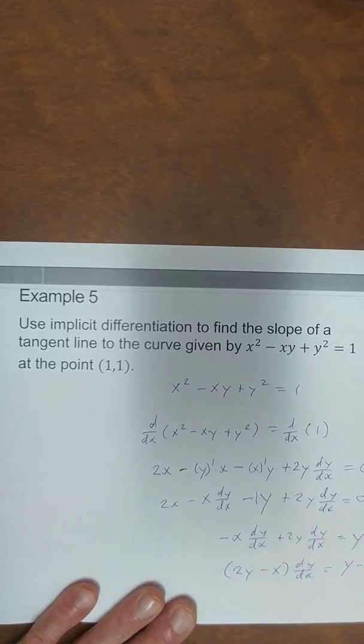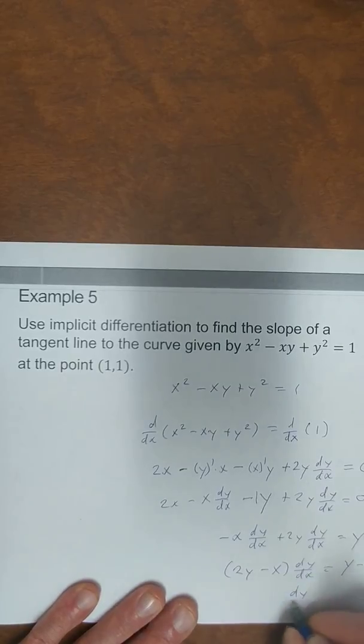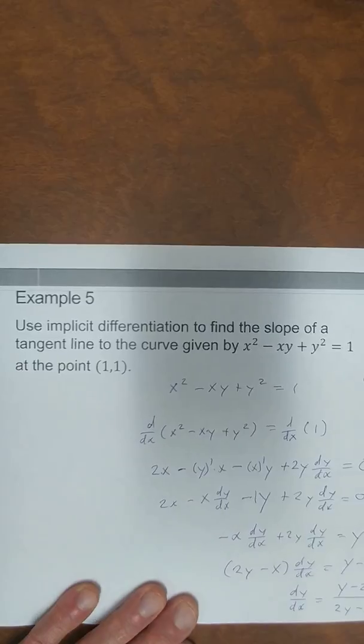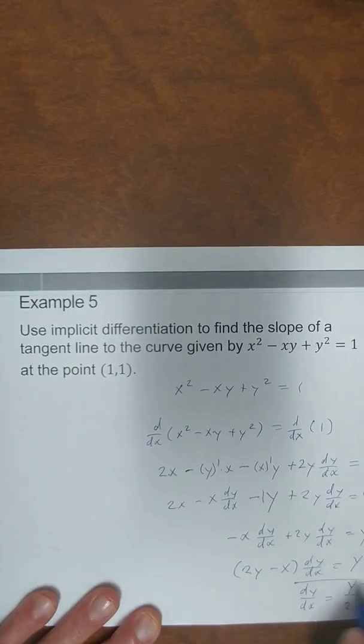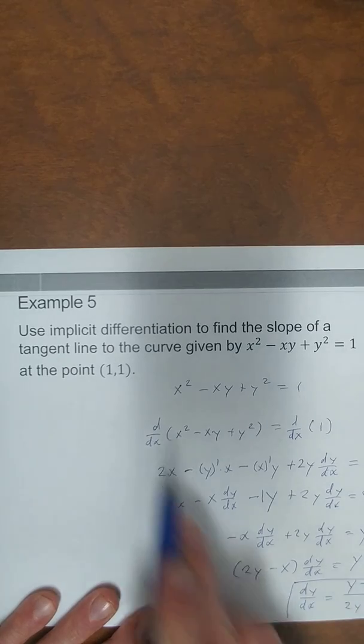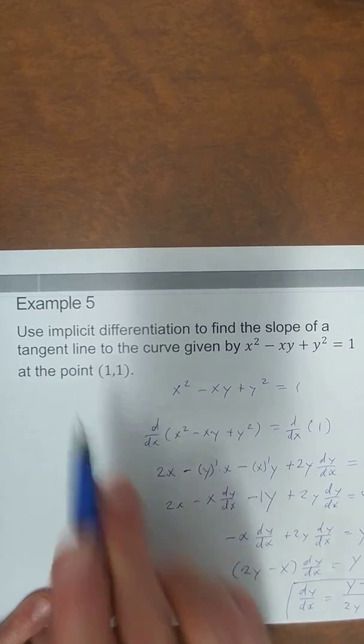So we get 2y minus x times dy/dx. And now when I solve for dy/dx, it will be equal to y minus 2x over 2y minus x, when we divide both sides by 2y minus x. So there's my derivative.